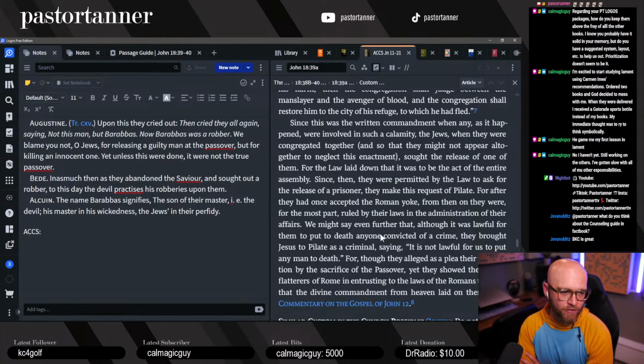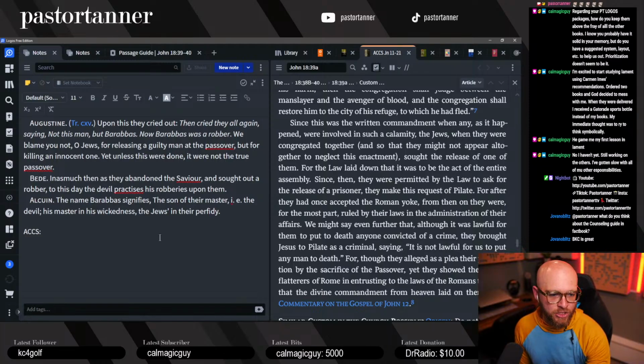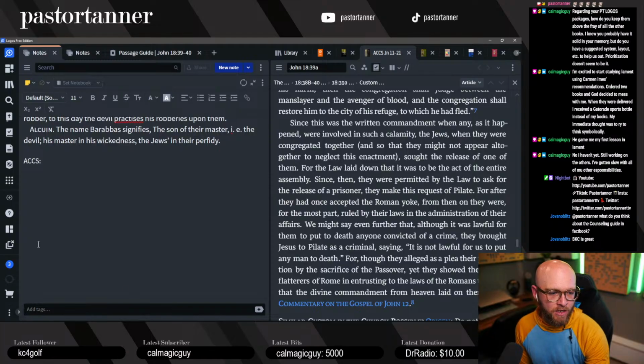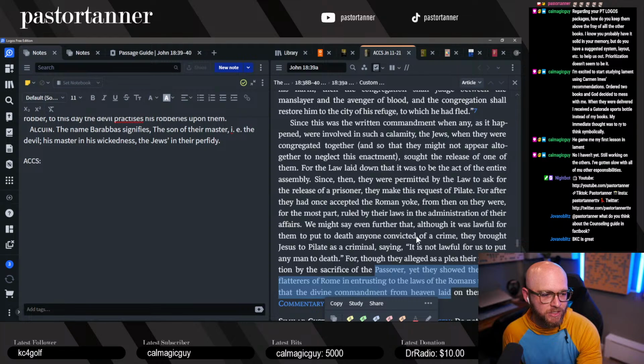We might even say further that although it was lawful for them to put to death anyone convicted of a crime, they brought Jesus to Pilate as a criminal, saying, "It is not lawful for us to put any man to death." For though they alleged as a plea their purification of the sacrifice of the Passover, yet they showed themselves flatterers of Rome in entrusting to the laws of the Romans the duty that the divine commandment of heaven laid upon them.